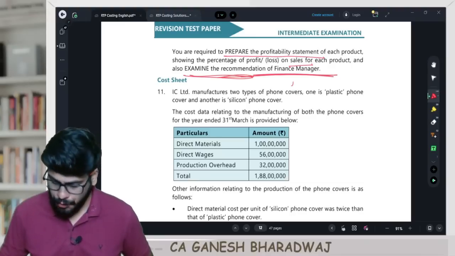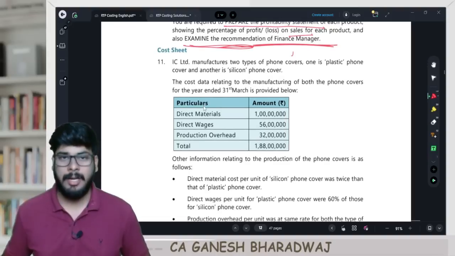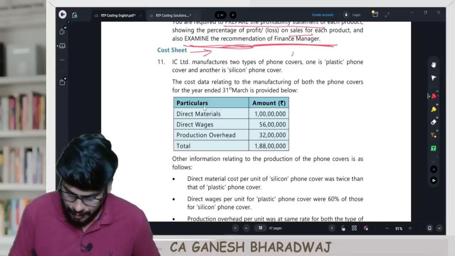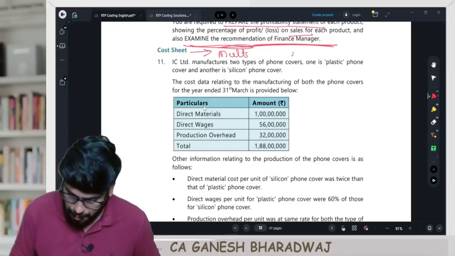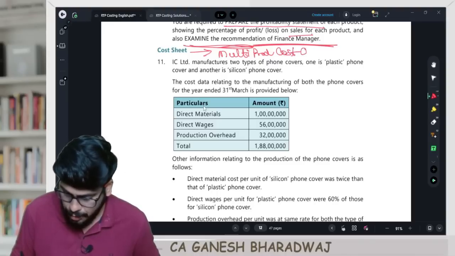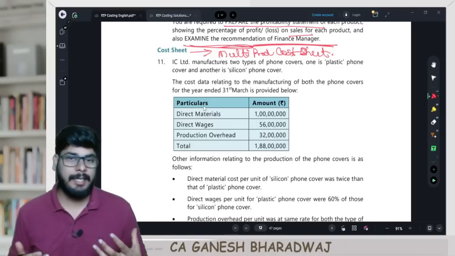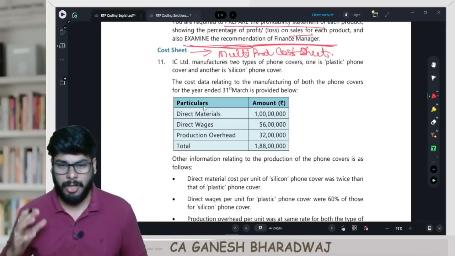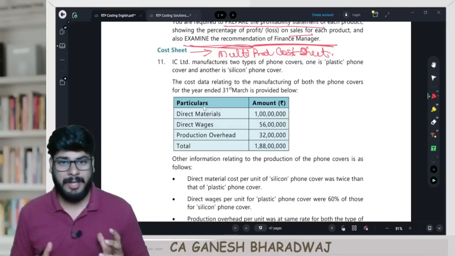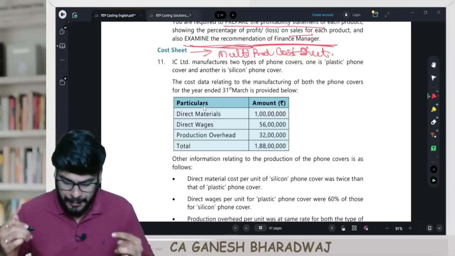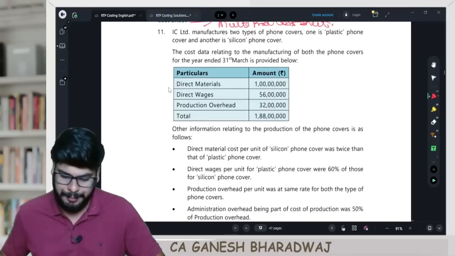Now let's move on to the next question. This question number 11. This question is on cost sheet, right? And this is a question on multi-product cost sheet. Basically, the company deals in more than one product, right? So in that case, how do you go about with the preparation of cost sheet? Now, this is ideally one question which we've done in our regular classes also. I gave an example of Kaju Katli, if you guys remember. Fine. So now let's get started with this question.